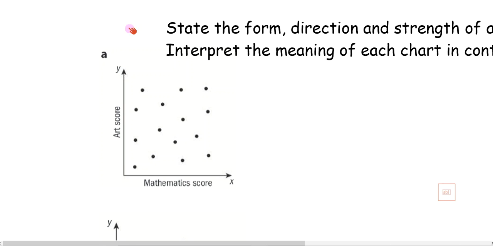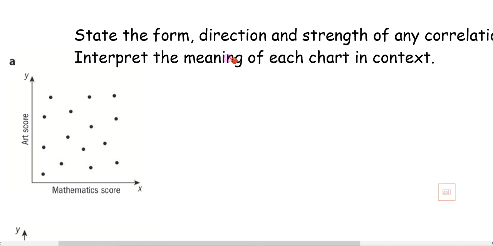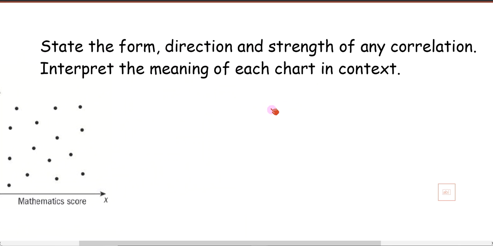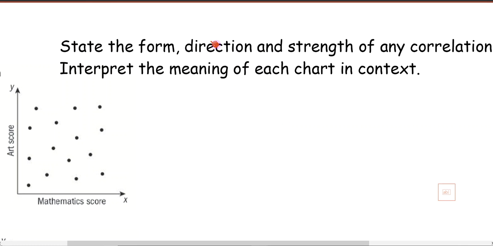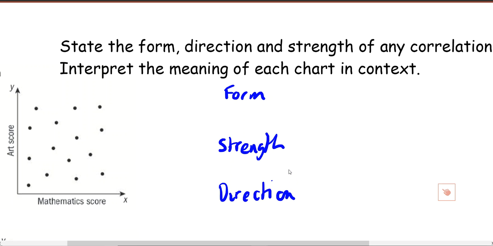Now it says state the form, direction and strength of any correlations. Okay? So let's discuss those words for a start. Form, strength and direction. These are the things that we need to discuss. So form would be whether we have a linear or a non-linear relationship or correlation.